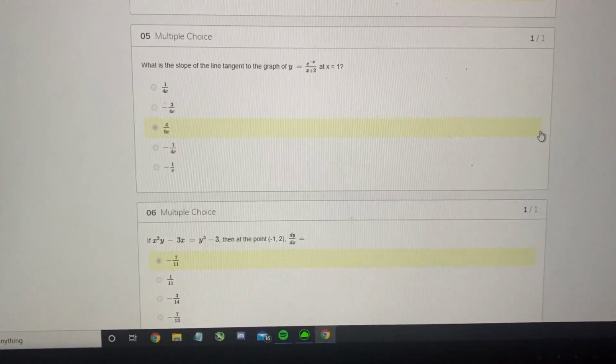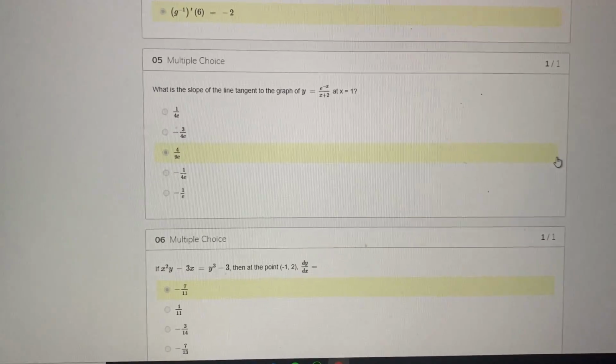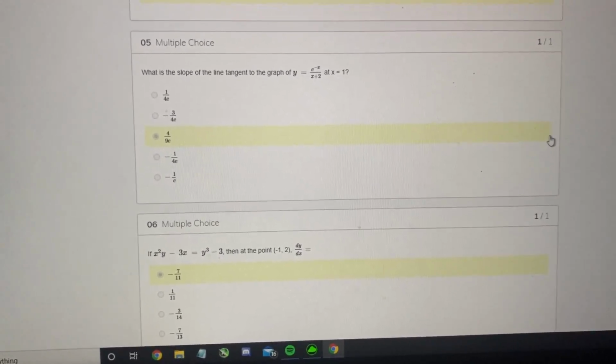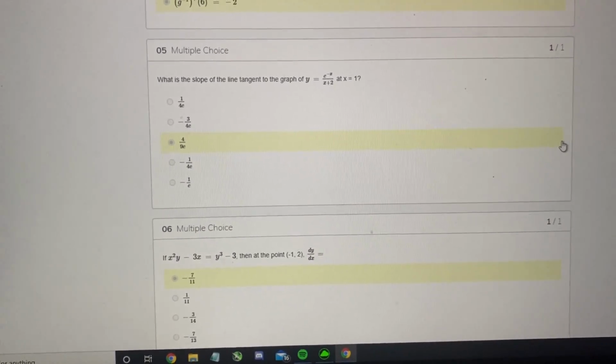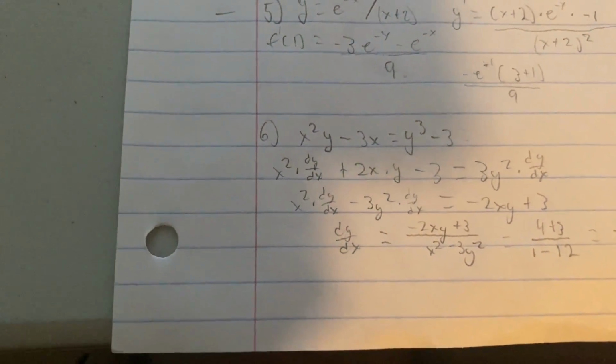Moving on to 5. What is the slope of the tangent to the graph of y equals e to the negative x plus 2 at x equals 1? Okay, for this problem, I'm just going to take another quick look at the question.